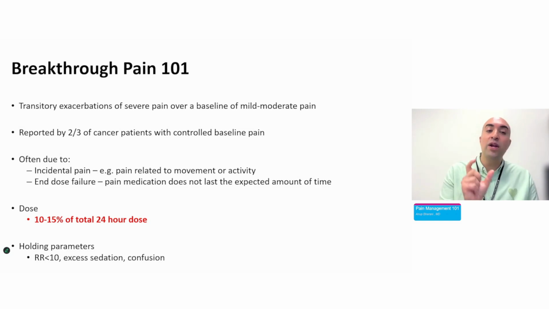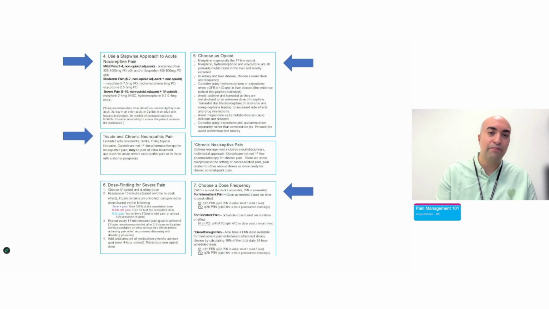You're going to take the 24-hour total that you're giving them and calculate 10 to 15% of that. And we'll walk through that. So here, just to pause, we've talked about a stepwise approach to acute nociceptive pain using multiple modalities. We've talked briefly about neuropathic pain, and while there are some long-acting medications that using opioids are okay in the short term.